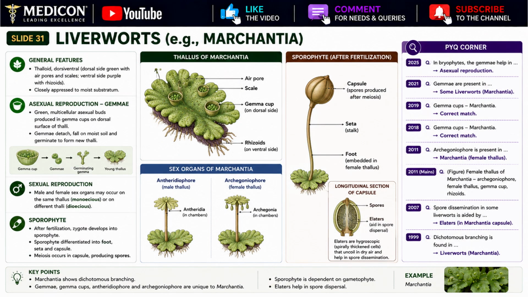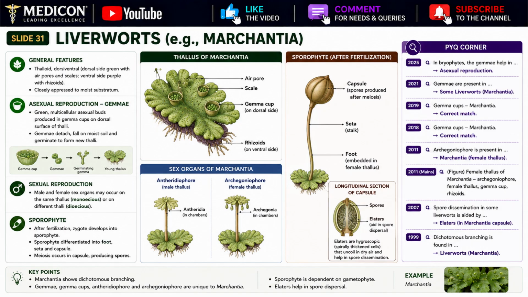Liverwort example is Marchantia. Let's see one by one. General features: the liverworts are thalloid, that is dorsiventral, with the dorsal side green with air pores and scales, and the ventral side purple with rhizoids, closely appressed to the moist substratum. So wherever there are moist conditions, on that type of land surface, they are tightly attached. That is called closely appressed.